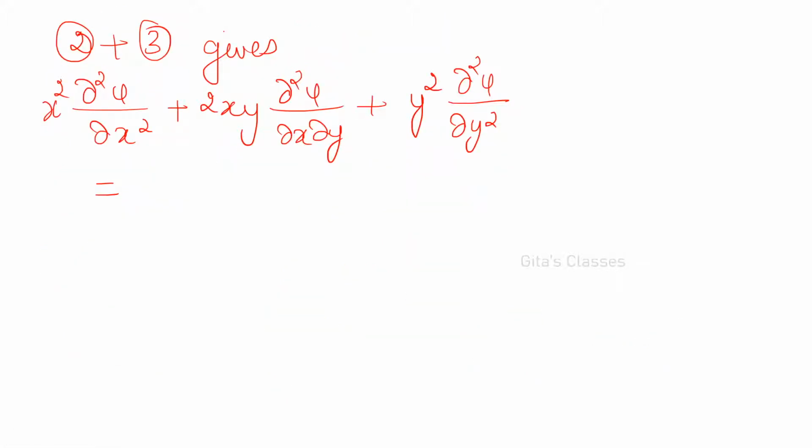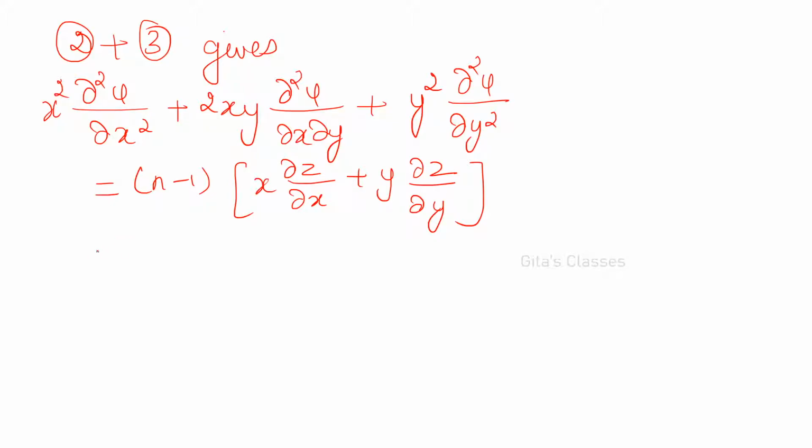n minus 1 is common. I am going to take it out, right? So (n minus 1) into x into ∂z/∂x plus y into ∂z/∂y. What is this? We know that z is a homogeneous function of degree n. Therefore, I can write this as nz. This is what you wanted to prove, right? n into (n minus 1) into z. That's all.